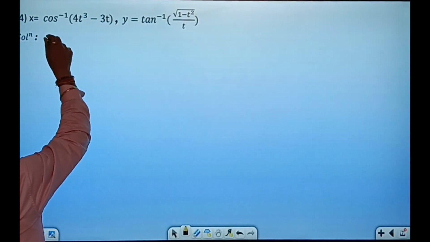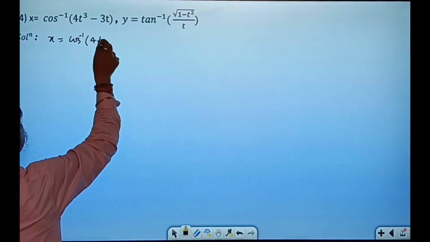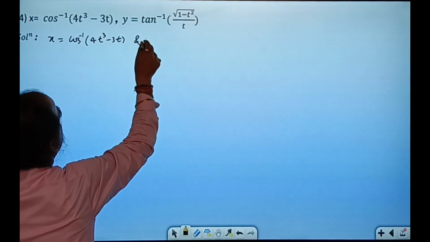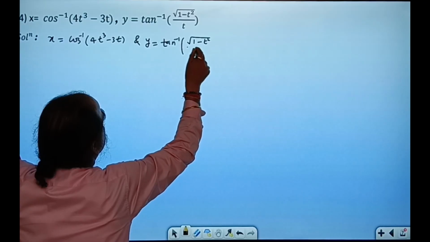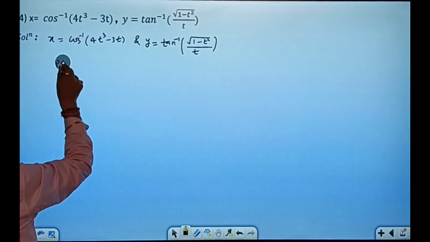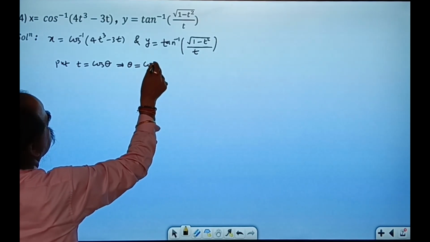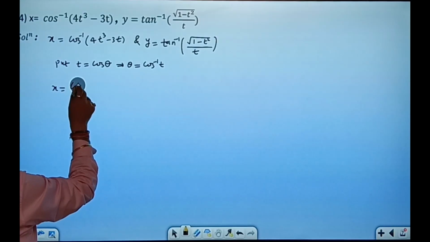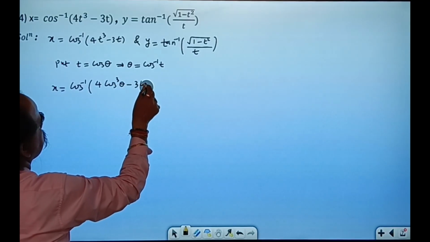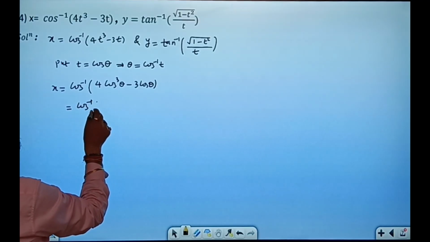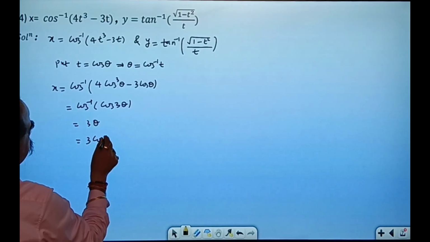x is equal to cos inverse of 4t cube minus 3t, and y is equal to tan inverse of root 1 minus t square upon t. Put t is equal to cos theta. So theta will be cos inverse t. So x will become cos inverse of 4 cos cube theta minus 3 cos theta, which is cos inverse cos 3 theta, which is 3 theta, 3 cos inverse t.